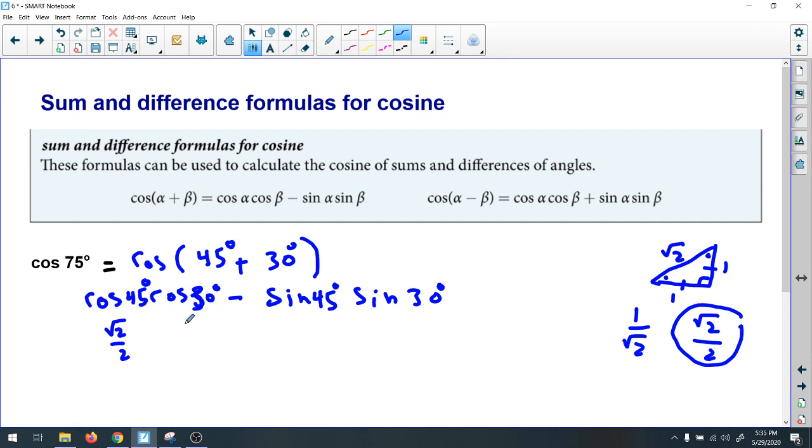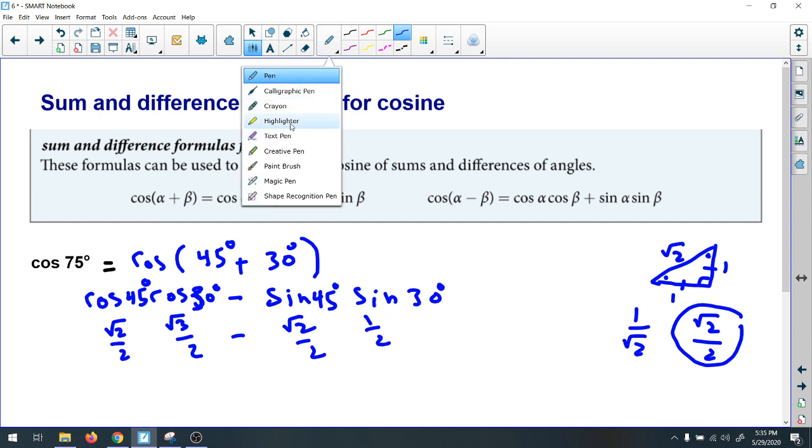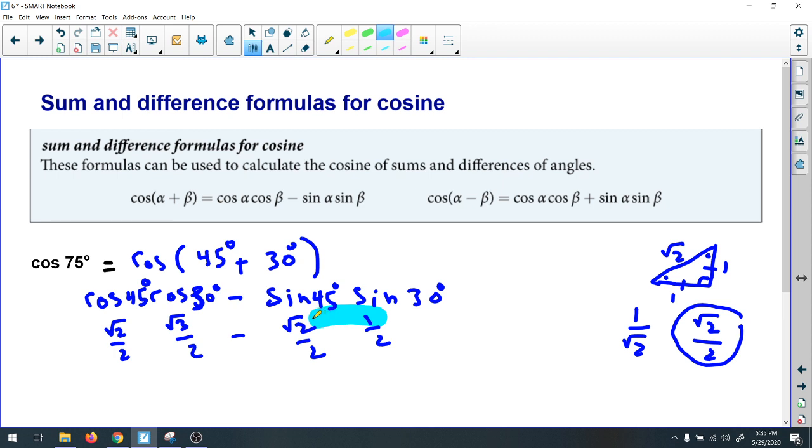Cosine of 30 is the square root of 3 over 2. And also sine of 45 is the square root of 2 over 2. Sine of 30 is a half. Then we're going to combine these together. Square root of 2 over 2 times a half. And we're going to combine this together. Square root of 2 times square root of 3 over 2.